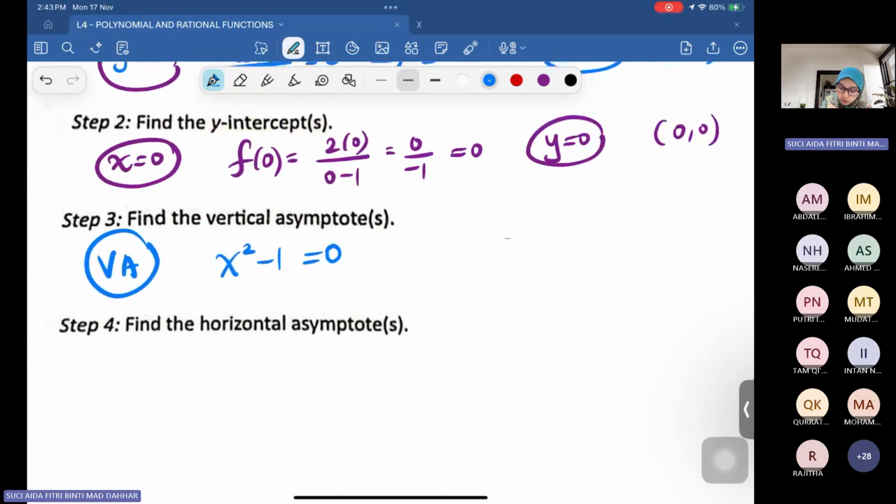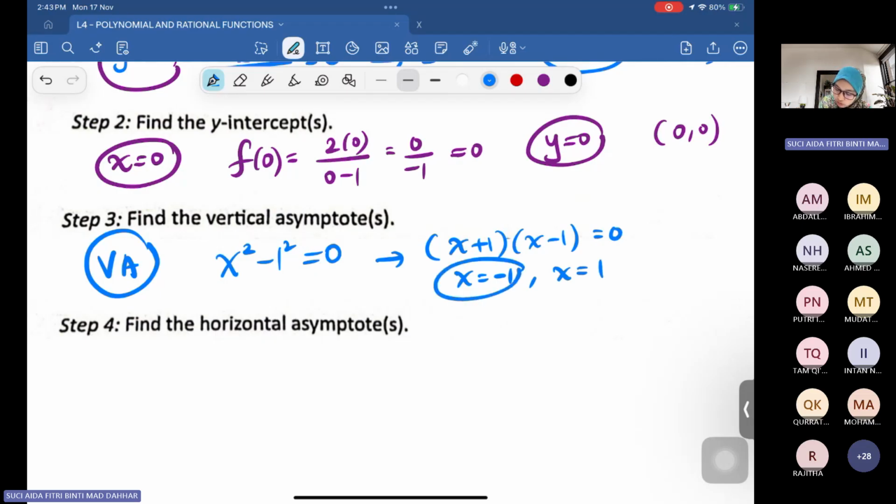This is a difference between 2 squares, correct? 1 is actually 1 squared. So you can simplify this as (x plus 1)(x minus 1) equals to 0. Therefore, you will be having 2 vertical asymptotes. One at negative 1, the other one at positive 1. So you will have 2.